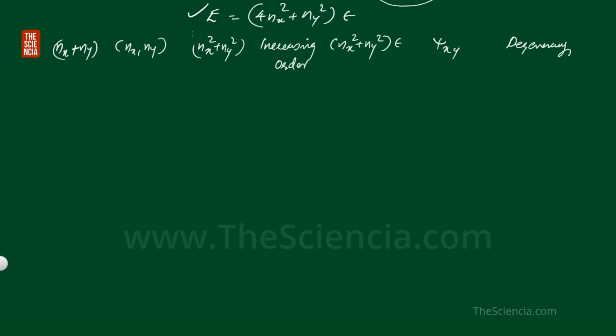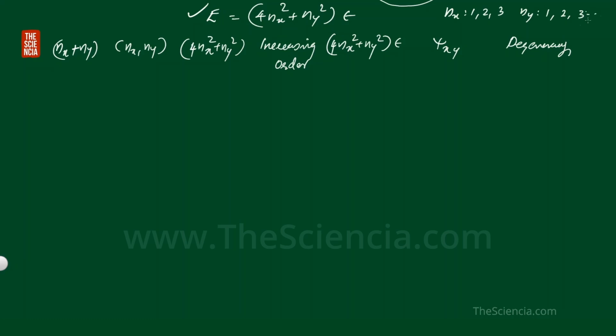Therefore there will be an additional term, that is 4nx square. Here also there will be an additional term, that is 4nx square plus ny square into E. Okay, so I told you the various values nx can take are 1, 2, 3, and the various values possible for ny are 1, 2, 3, etc.